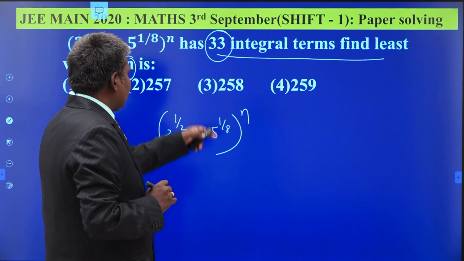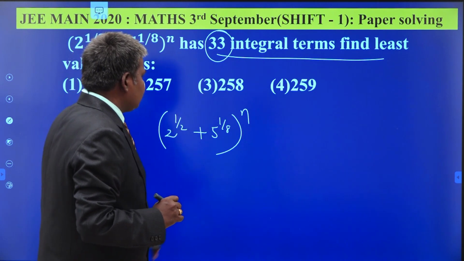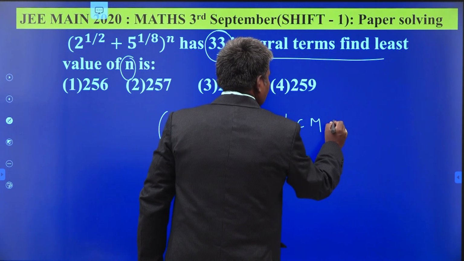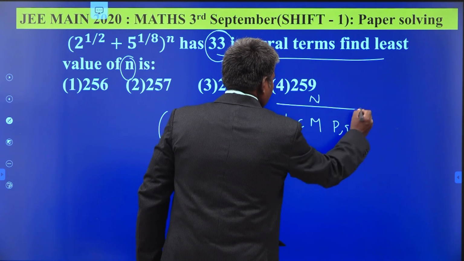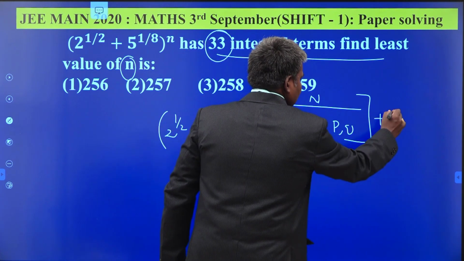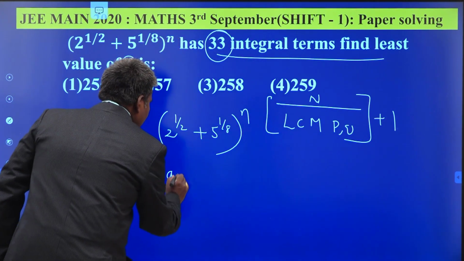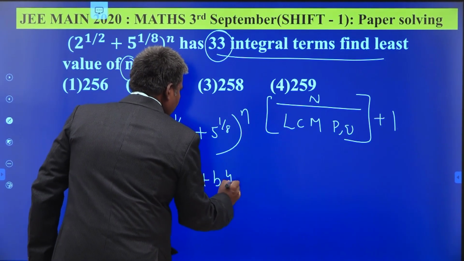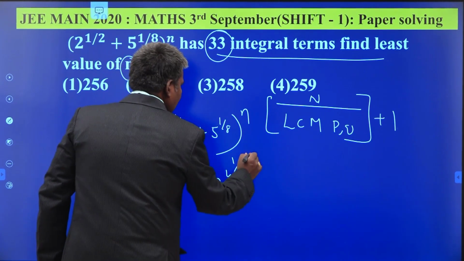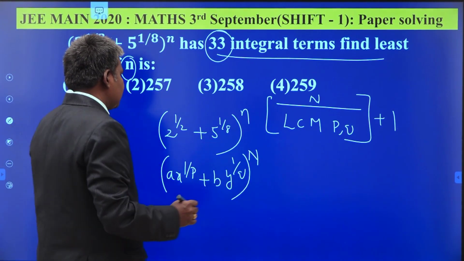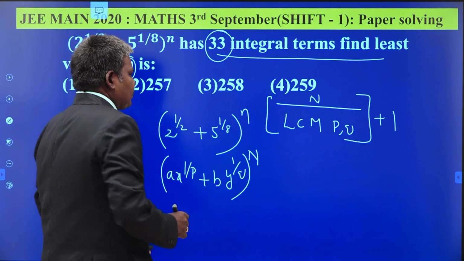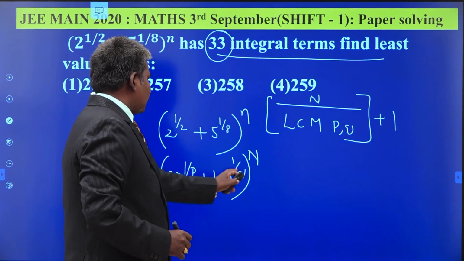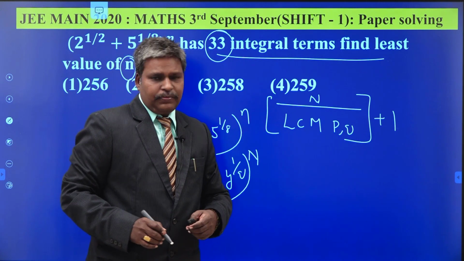We know the formula to get the number of rational terms or integral terms. Suppose your expression is a into x power 1 by p plus b into y power 1 by q, whole to the power of n. The number of rational terms is obtained by N by LCM of p comma q plus 1, if at least one of p comma q divides n.